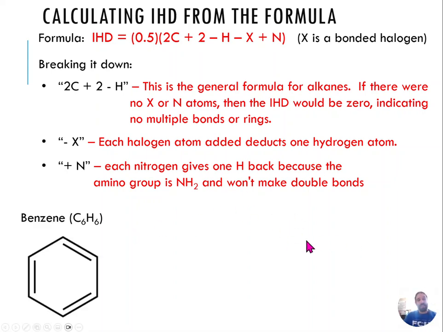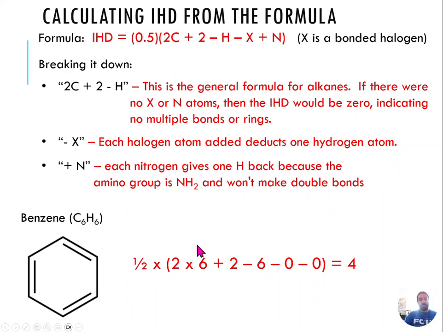All right, so benzene is an example on the previous slide, and we indicated that it had an IHD of 4. Well, if you plug the numbers of carbon and hydrogen into this equation, it becomes 1/2 times 2 times 6, which is 12, plus 2, which is 14, minus 6, which is 8, times 1/2 is equal to 4.